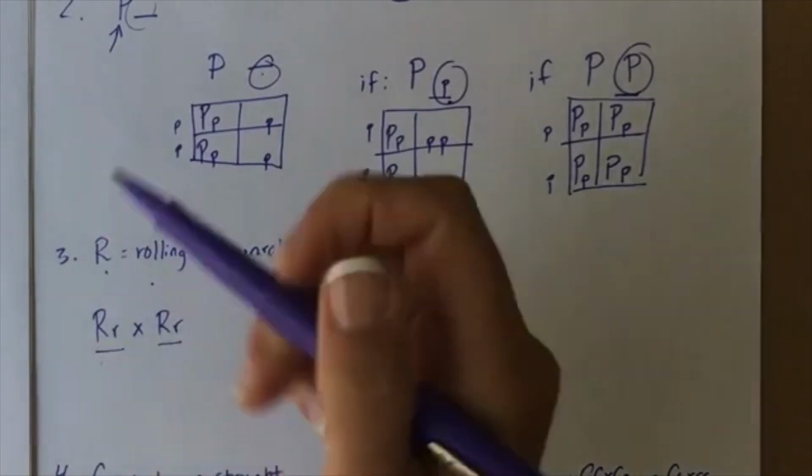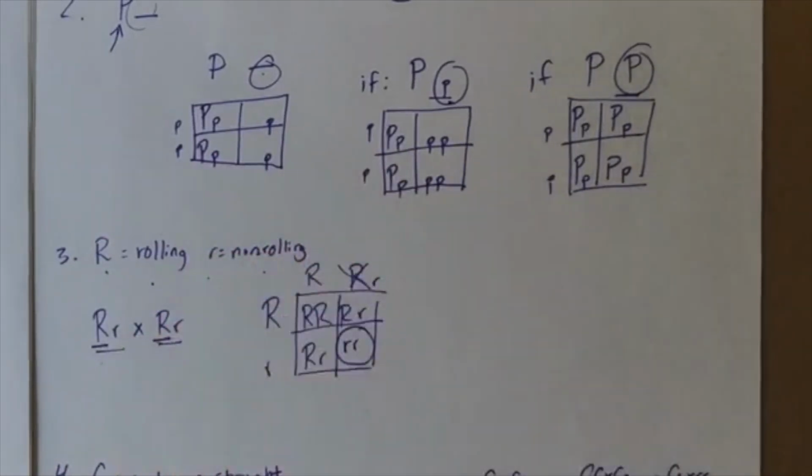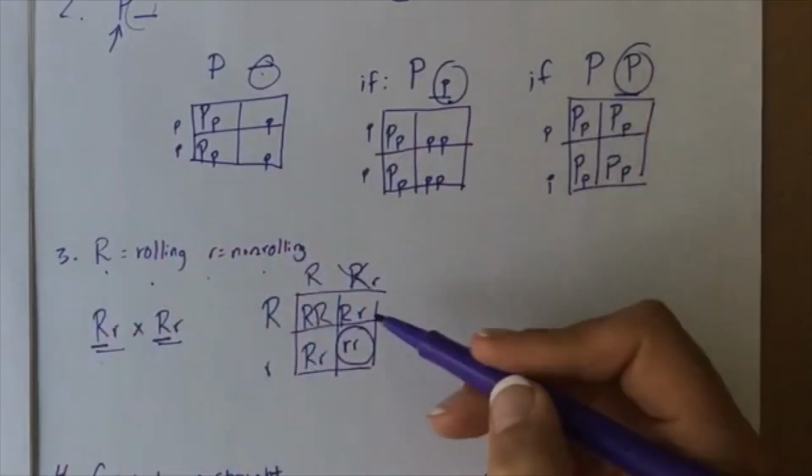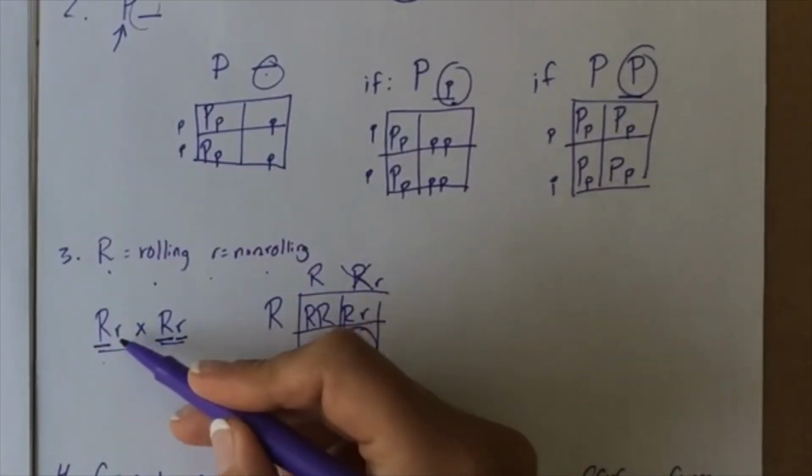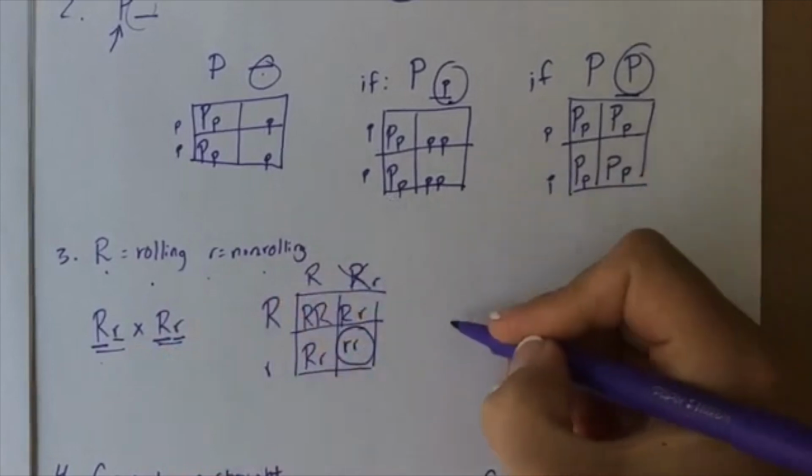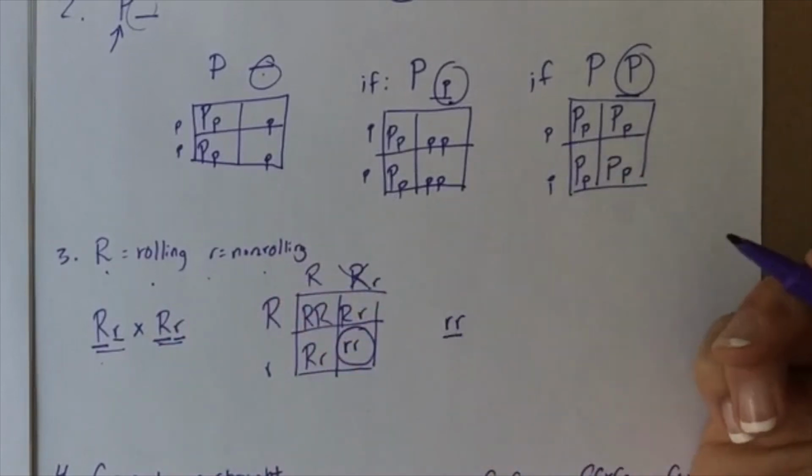Yeah, so we know that they at least have one big R, excuse me, I gave it away. And we know that they have to have each one little r because their child cannot roll their tongue. And in order to not roll your tongue, you need to be homozygous recessive.